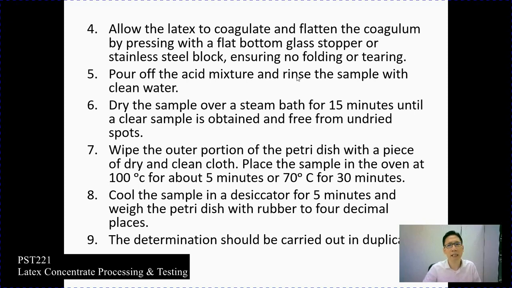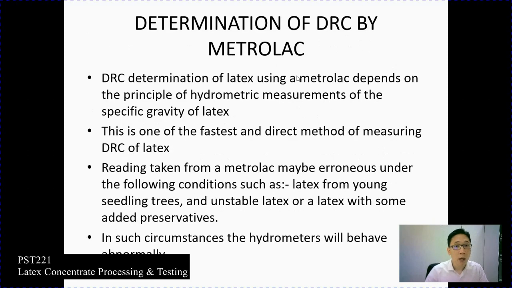Place the sample in the oven at 100 degrees Celsius for about 5 minutes or 70 degrees Celsius for 30 minutes. And then you take out your sample, cool the sample in a desiccator for 5 minutes and weigh the petri dish with the rubber to 4 decimal places. Okay, and then your determination should be carried out in duplicate. So the duplication is to minimize the error so that you have better results.